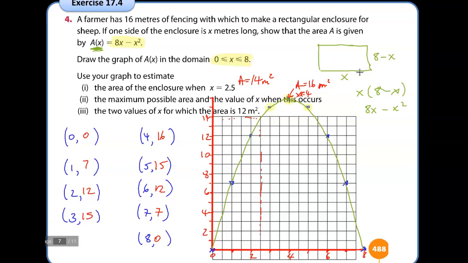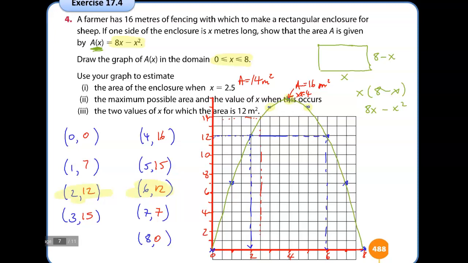What two values of x will give you an area of 12 meters squared? So for the area of 12, we can read off the graph. Again, that should be very simple because there are actually points on it that we've actually worked out already. You'll see that we have this solution and this solution that meet the requirements of part 3. Okay, so the values of x are going to be 2 and 6.